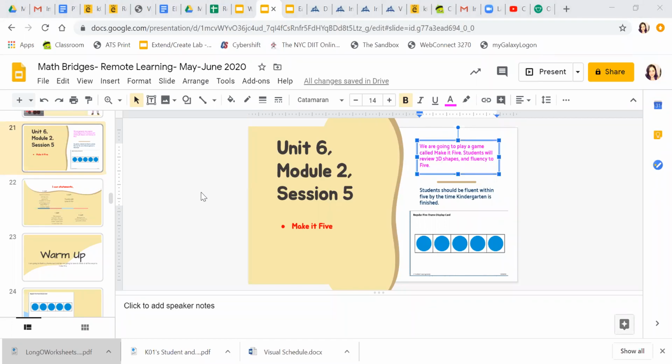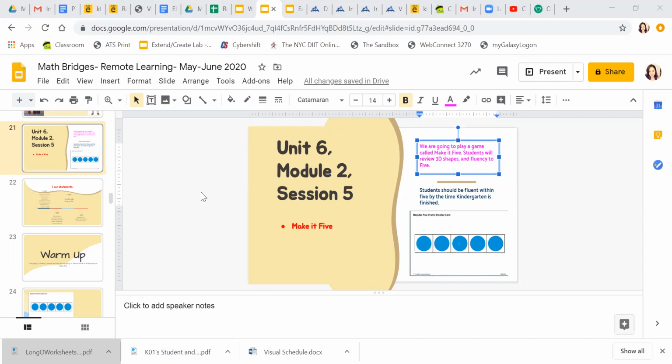So for today in math, we are going to be on Unit 6, Module 2, Session 5. And remember, friends, I told you that we're going to be jumping around. So you might see our sessions and our modules change every couple of days. And that doesn't mean you missed anything. It's just that we're skipping around for the end of this year just because it makes the most sense.